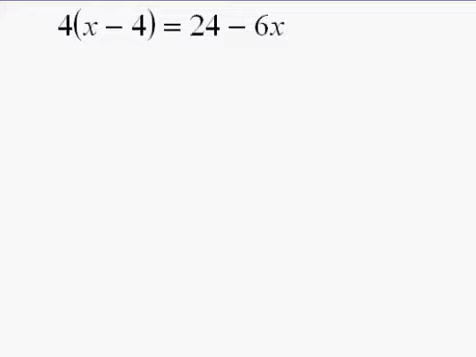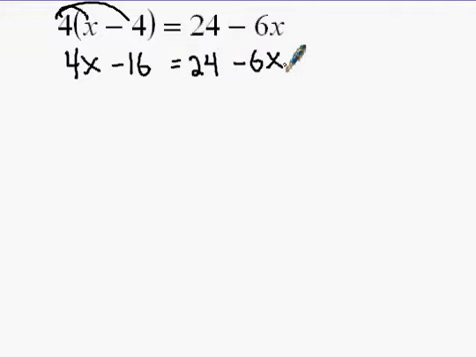Again, parentheses. Let's take care of those first. Multiply 4 times x and 4 times negative 4, so you get minus 16. This can't be simplified, so we'll just leave it alone. And now we have things as simple as we can get them. Let's get x's by themselves first, and I'm going to add 6x to both sides simply because I don't like having that negative 6x there.